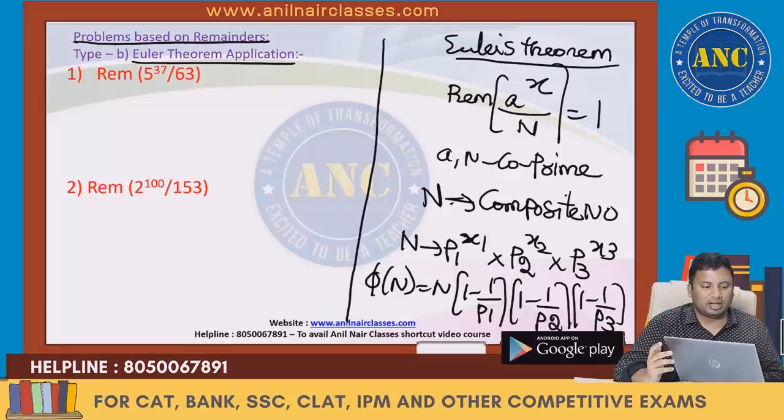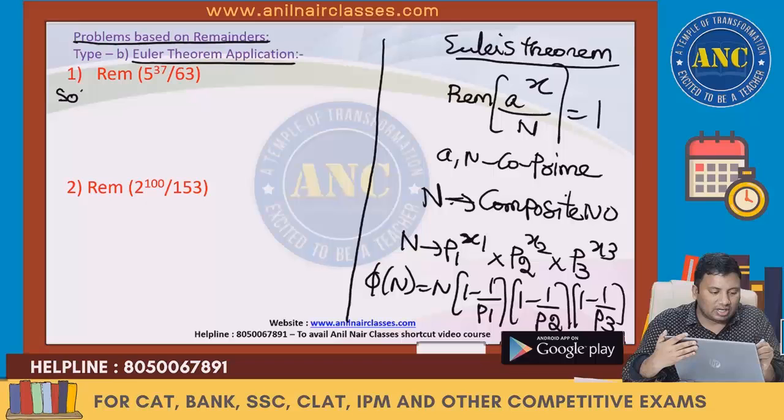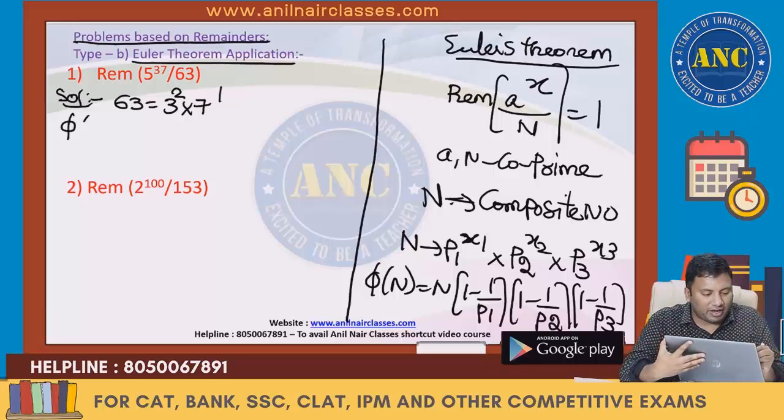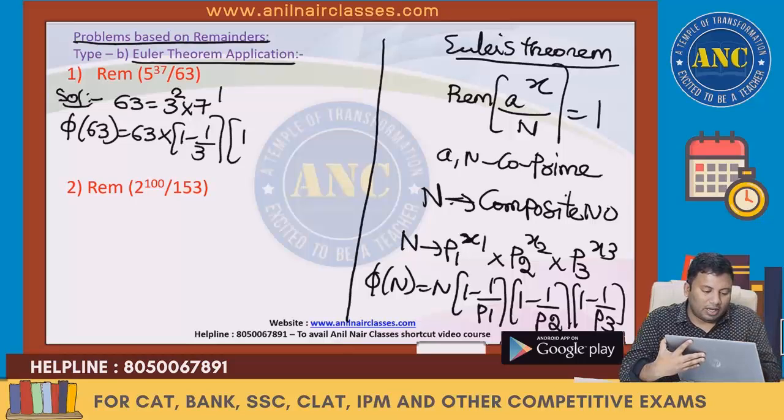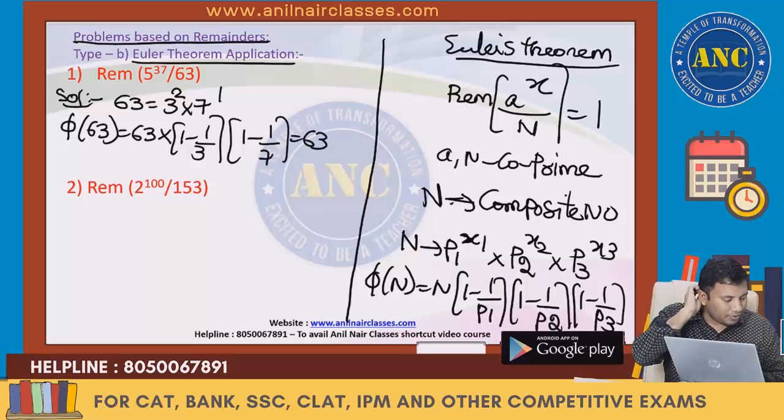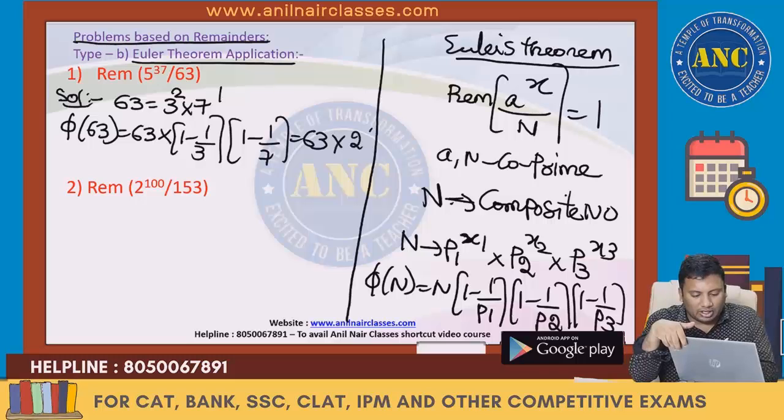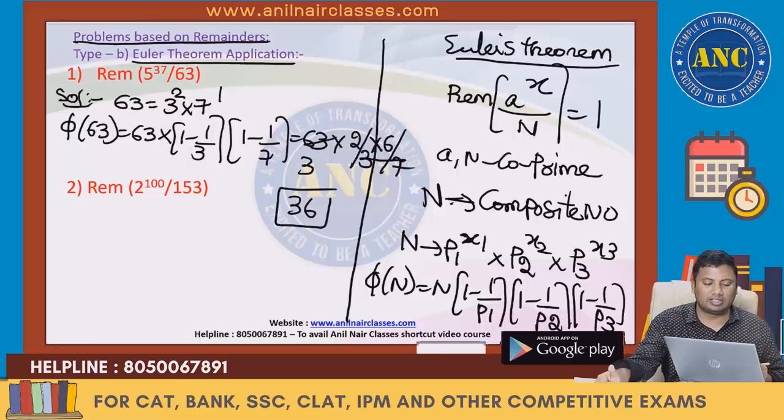We will execute it. 5 power 37 by 63. 63 is nothing but 3 square into 7 power 1. 9 7s are 63. So the quotient of 63 is n into 1 minus 1 by 3, next 1 minus 1 by P2. So this is 63 into 2 by 3 into 6 by 7. 21 3s are 63. 6 2s are 12. 12 3s are 36.